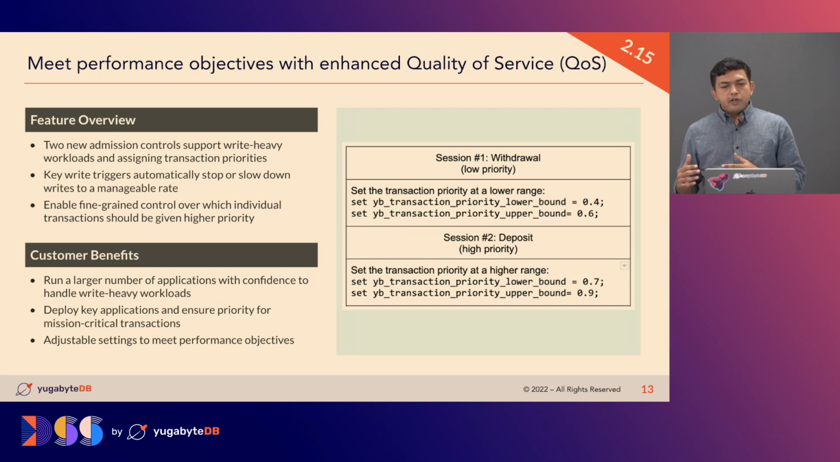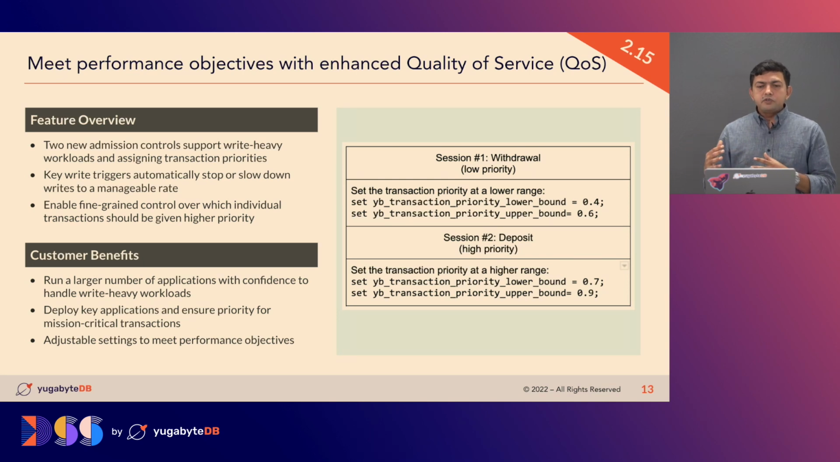The second feature we have introduced is transaction priorities. So you can prioritize transaction execution, which ensures the most important requests for your application are always served first. It allows the application to set the priority of individual transactions.